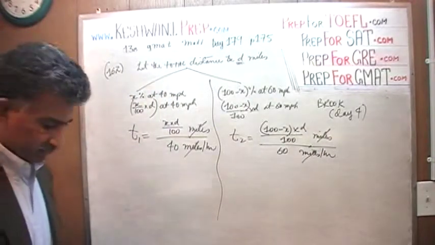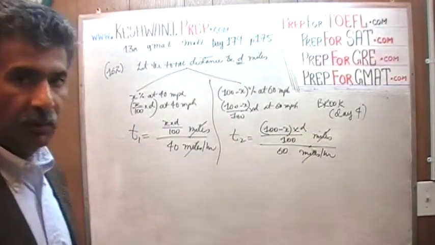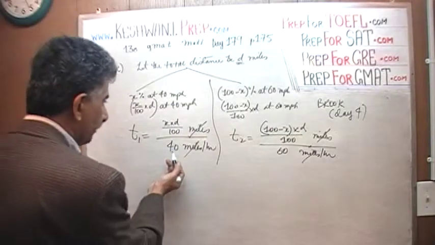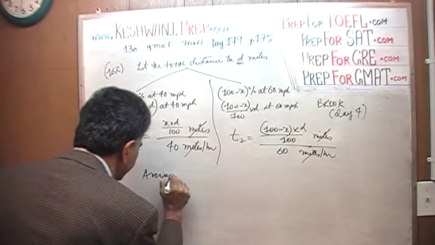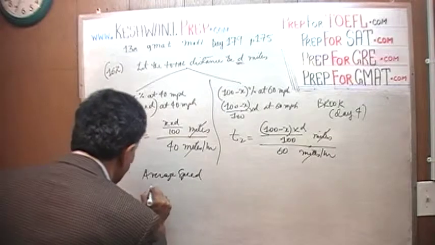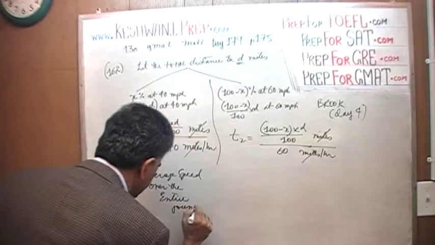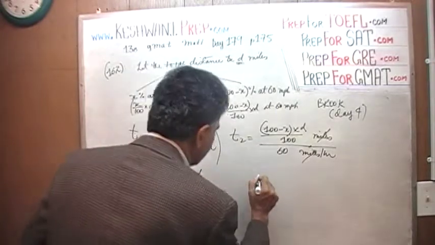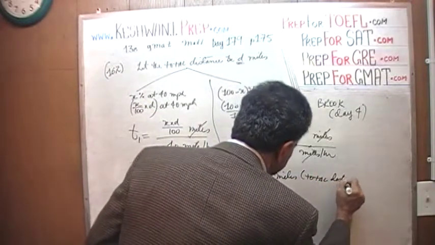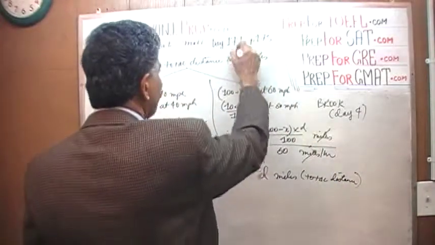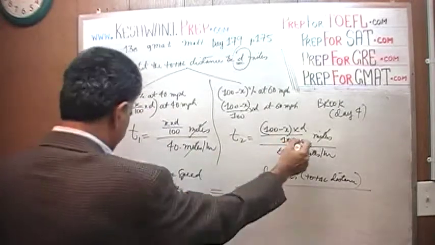Therefore, her average speed over the entire period is simply going to be the total amount of distance that she traveled divided by the total amount of time, which is this and that. Therefore, her average speed over the entire journey is going to be the total distance, which is d miles, from the top right here, over the total time, which is this guy and this guy.